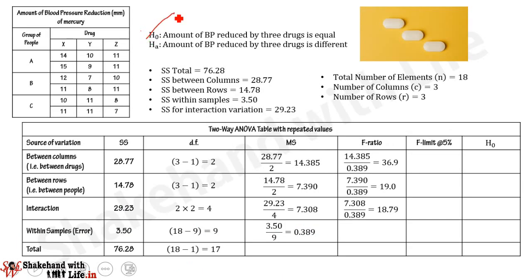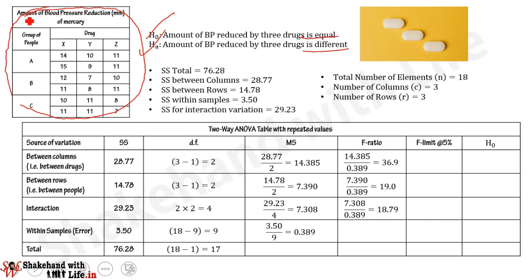Now we assume the null hypothesis that the amount of BP reduced by the three drugs is equal, and the alternative hypothesis is that the amount of BP reduced by the three drugs is different, right? Now here is our experiment. So this is our experiment, right?